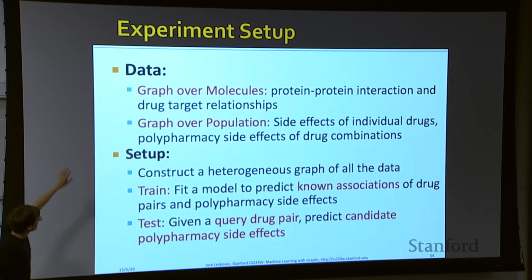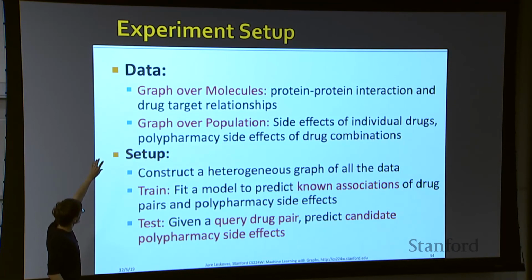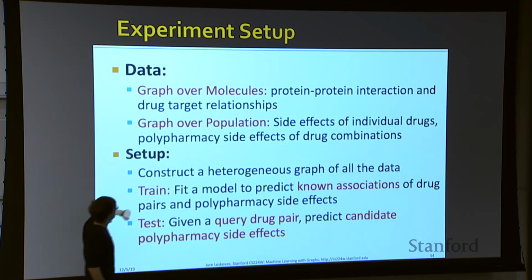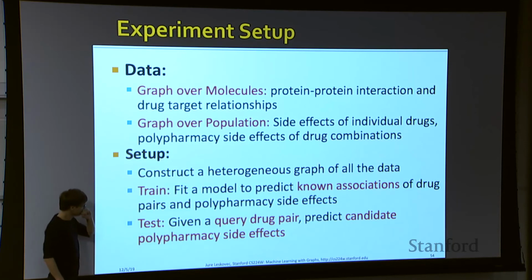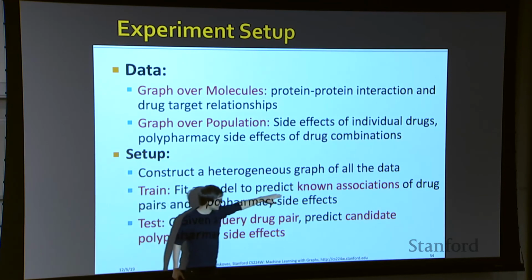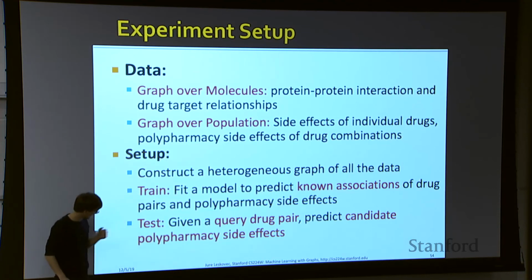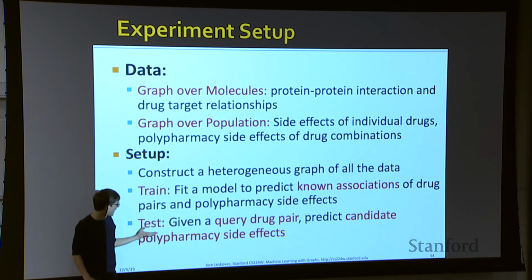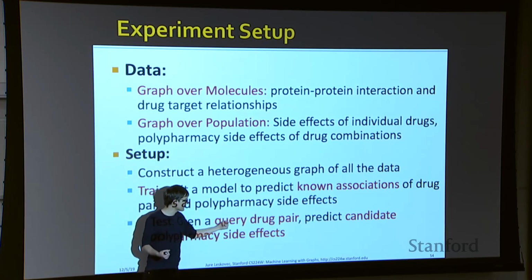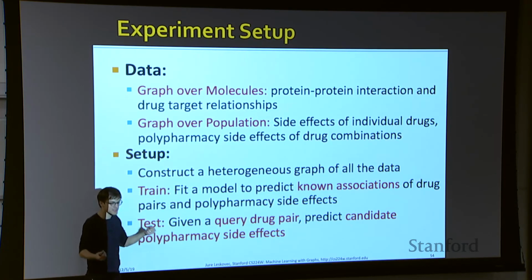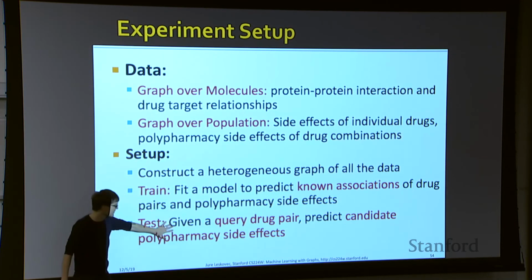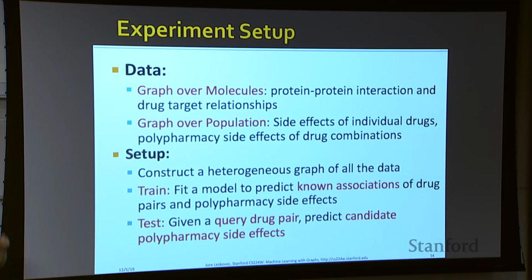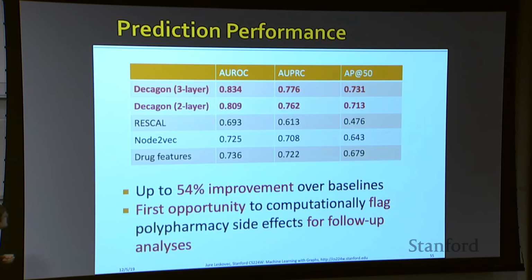So we will have a protein-protein interaction network and drug-target relationships. And then we'll also have the side effects between different drugs. We will construct a heterogeneous graph out of this data. We will train the model to predict known associations, or known side effects, between drugs. And at test time, given a pair of drugs, we want to predict what side effects they may cause. And we will use some set of known side effects to train and some other set of known side effects to test. So now the question is, how well are we able to do this?